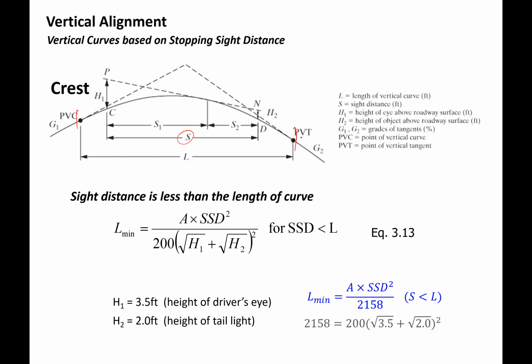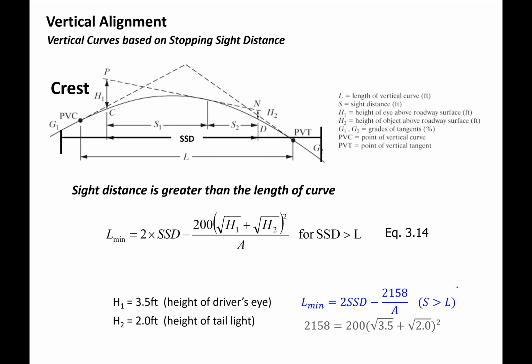And we're also, recall, assuming that the height of the driver's eye is 3.5 feet. The height of our obstacle, which would be the height of a tail light, is 2 feet, which allows us to reduce that equation, if we're using the AASHTO standards, down to this equation in blue here on the slide. So we have A, which is the difference in grades, stopping sight distance squared over 2158.